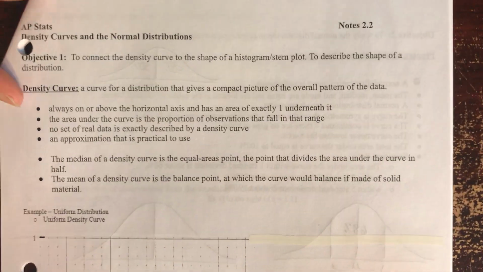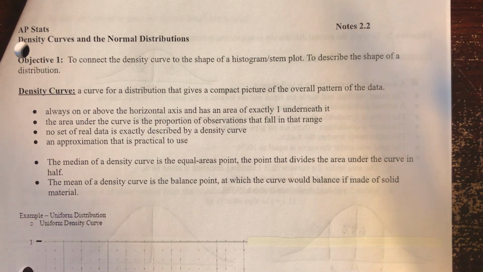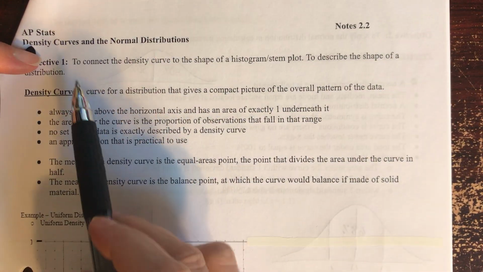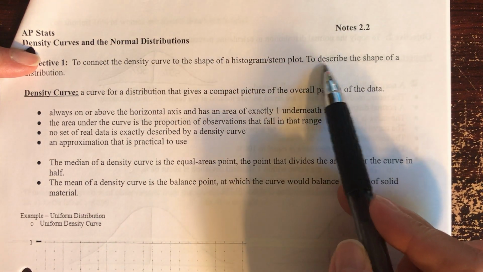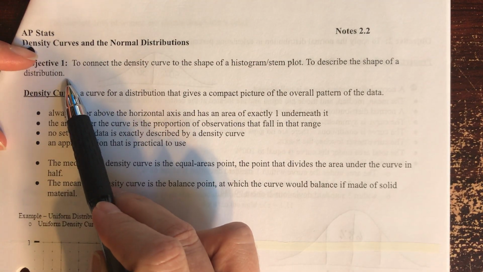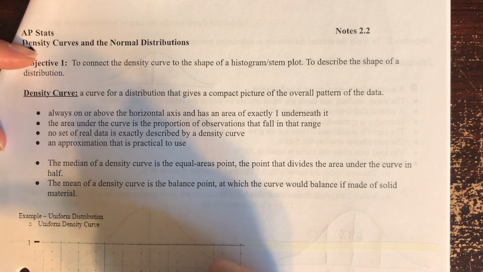Today in section 2.2's notes, we're going to talk about density curves and the normal distribution. Our first objective is we want to be able to connect the density curve to the shape of a histogram or stem plot, and we want to be able to describe the shape of a distribution, and we want to be able to identify important information from a distribution.